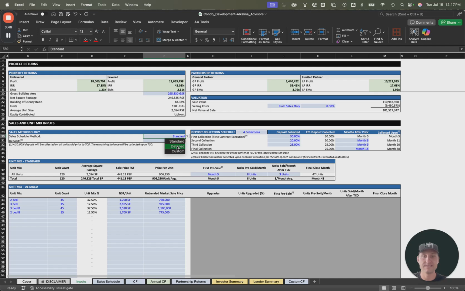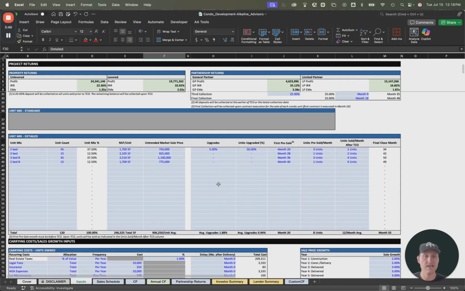If we say detailed, you'll notice information here becomes available for us to input data into. And we can choose the unit mix, how many of each units we have, the size of each unit, and then in terms of dollars today, so untrended, what is going to be the price per unit? What percent of these units will have upgrades?